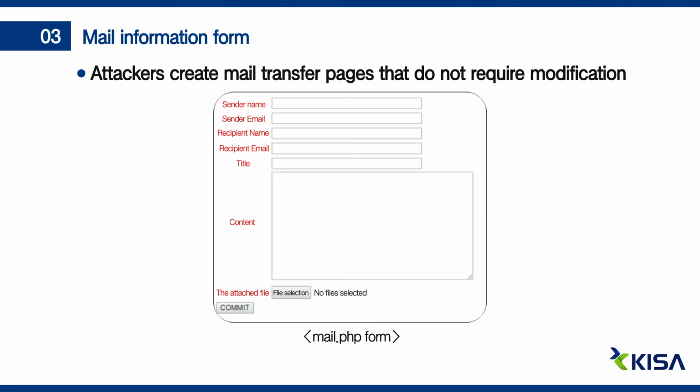The mail_ok.php page, where the actual mail body content is written, receives the value input from this page and sends it by executing the mail function. Attackers use this process to do phishing using disguised attached files and XSS attacks.